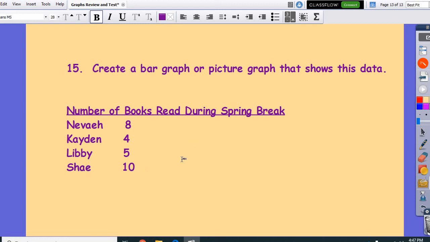I'm just pretending. I hope you guys read some books, maybe not. But I'm pretending. But I want to make a graph that shows this. So you can either make a bar graph or a picture graph that shows that these guys have read this many books, okay? Alright, so this is your last one.